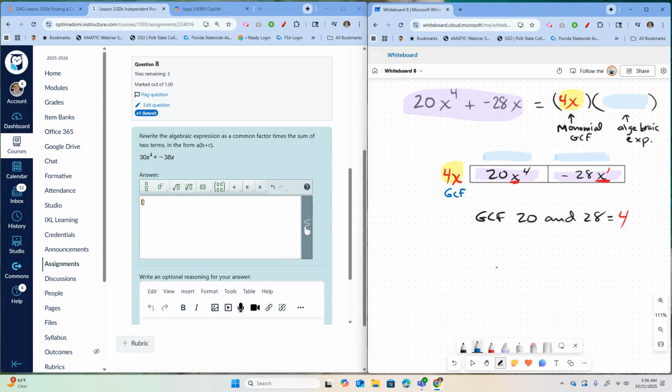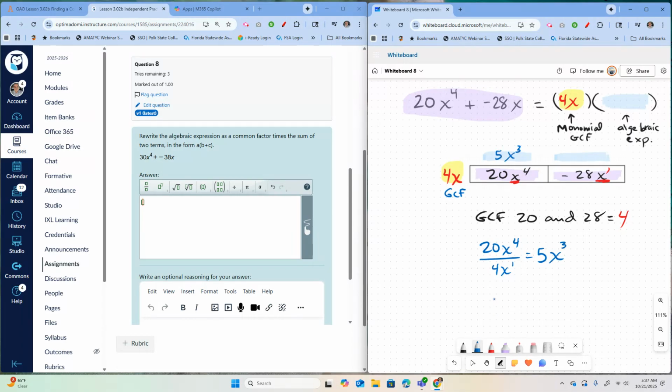Now let's find the top of the boxes. So we're going to take what is inside the first box, 20x to the 4th power. I'm going to divide it by 4x. 20 divided by 4, that's 5. Subtract the exponent of the x's. The exponent of the x on the bottom is 1. So 4 minus 1 is 3. Look, I got the top of my first box.